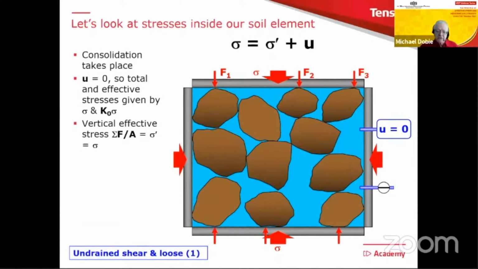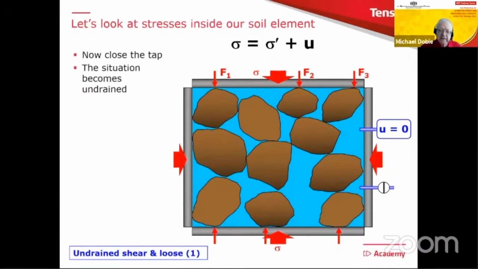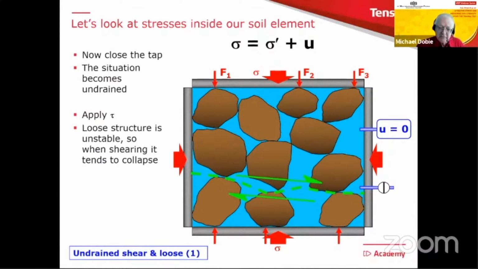Now, if I switch over to undrained shear for loose, because of time, I'm not going to go through it very slowly this time. It is the same idea as for dense, except now it's the other way around. The only difference is that we first make our situation undrained, and then apply our shear stress. And because of the way I've drawn it, you're going to tend to get more of a collapse. As you start to move those soil particles around, they'll tend to collapse.